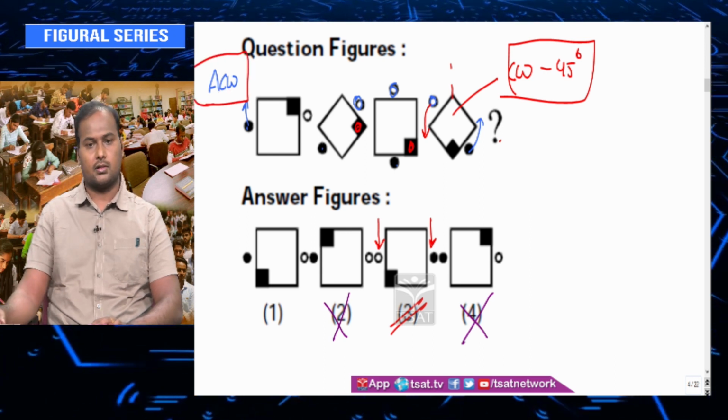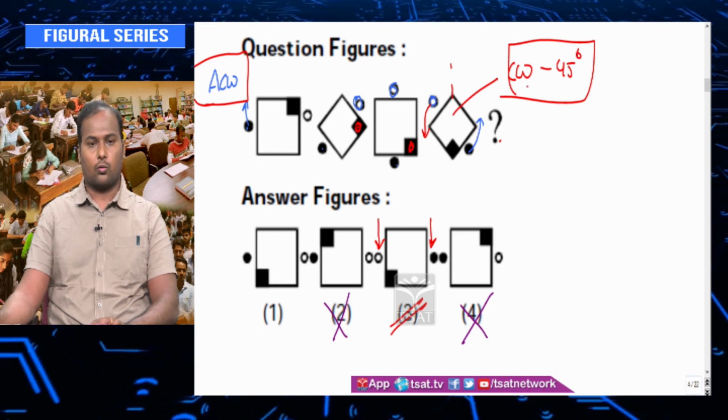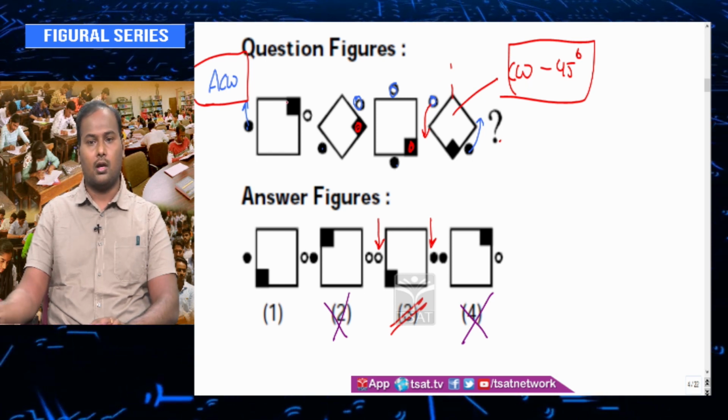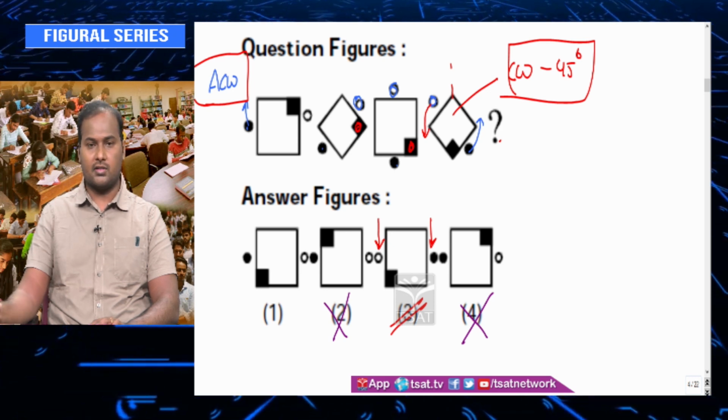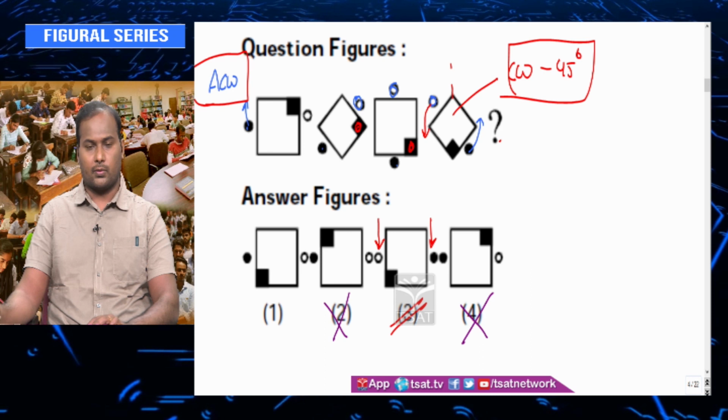Sometimes in other questions, the inner circle will move clockwise, whereas the outer circle will move anti-clockwise, or both will rotate anti-clockwise, or both will rotate clockwise. So, this also will happen.